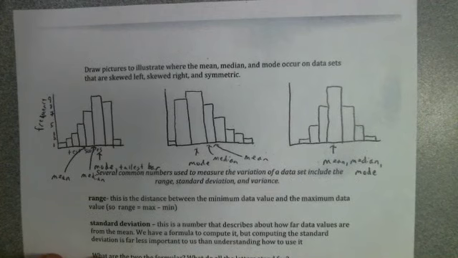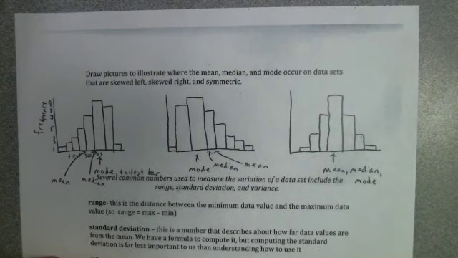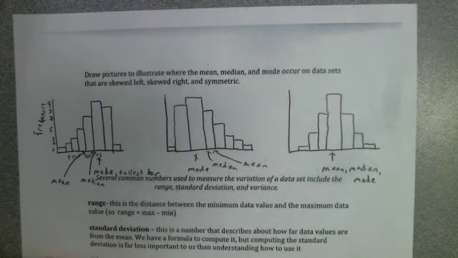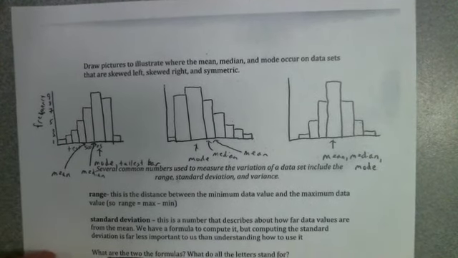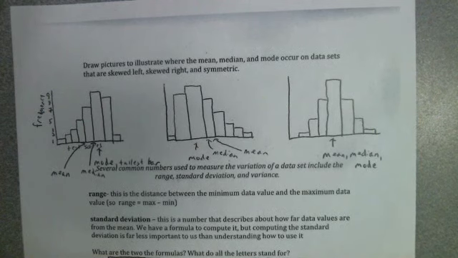All right, the standard deviation. The standard deviation is a number that describes about how far data values are from the mean. We have a formula to compute it, but computing the standard deviation is far less important to us than understanding how to use it. The standard deviation is this complicated looking thing involving this complicated formula. You don't want to get too hung up on the number crunching. Yes, you want to be able to calculate a standard deviation by hand, but it's far more important for us to understand what that number is giving us.